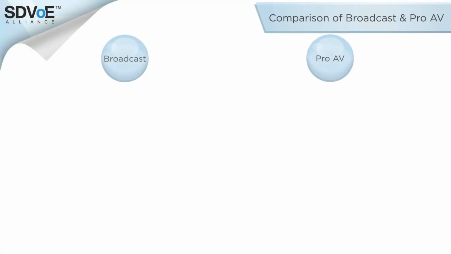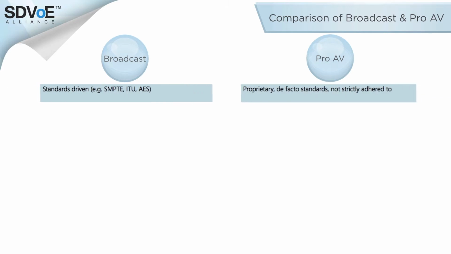The broadcast industry is very standards driven. Typically, any standard that's adopted has come through the SMPTE or ITU, or even the AES if it's audio. Whereas in Pro AV, we tend to deal with a lot of different standards, some of them de facto, such as HDMI, and sometimes not strictly adhered to.